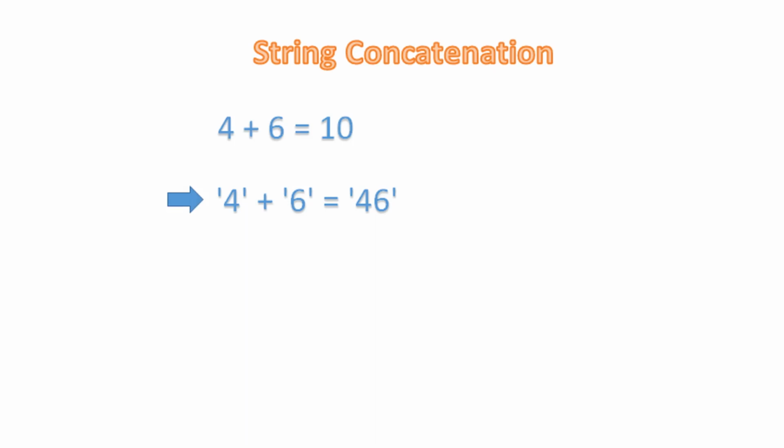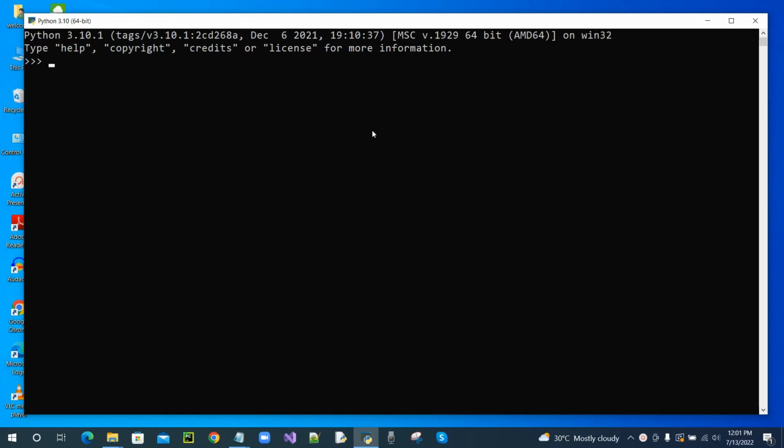Here 4 and 6 are enclosed in quotes, so both are string, and the output is 4, 6 enclosed in quotes. Python will interpret based on the data type of the operands, whether to add it or concatenate. To use plus operators, both the operands must be either numbers or strings. We cannot use plus operator with the combination of number and a string. Here 4 is an integer and 6 is string. This operation is invalid.